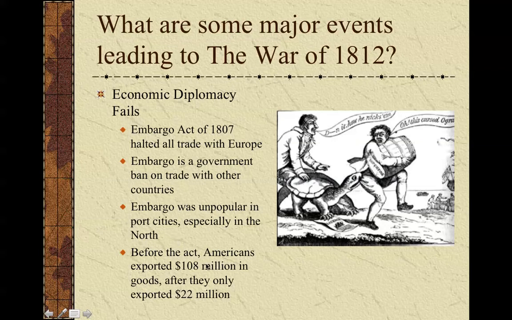Take a look at this statistic. Before the act, Americans exported, which means they sent out, $108 million in goods. After the Embargo Act, there was only 22 million. So you're talking the vast majority of the money that they were making from exporting, trading their goods, the Embargo Act just killed the economy.